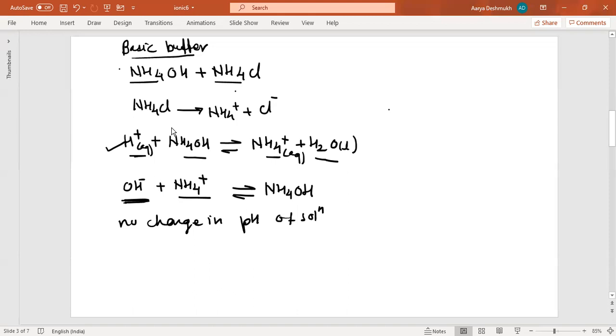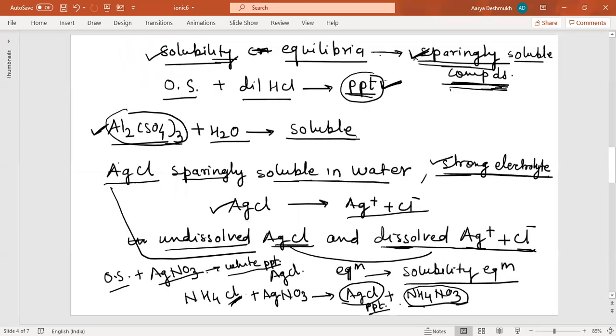So even if you are adding H plus ion or OH minus ion, there will be no change in the pH of the solution, because the NH4 plus here is neutralized by this OH minus ion. And the result is that there is no change in the pH of the solution. This is how the basic buffer acts. So this is about the mechanism of action of the acidic buffer and the basic buffer.